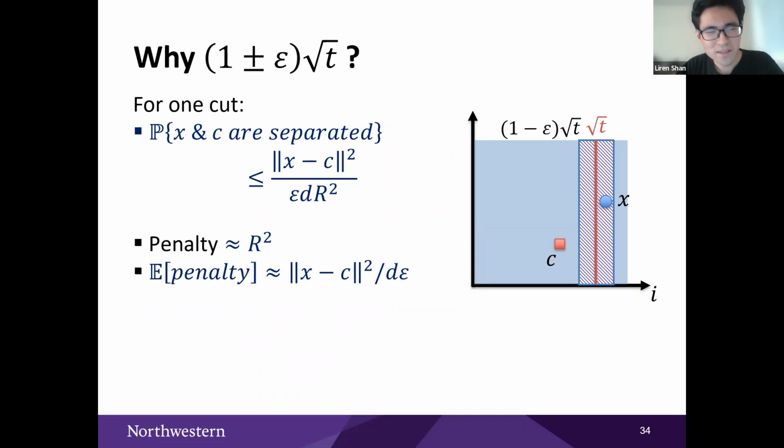Since the penalty is around R squared, the expected penalty is approximately the squared distance between x and c divided by d times epsilon. By analyzing the expected number of cuts in our algorithm, we can upper bound the total cost of our algorithm.